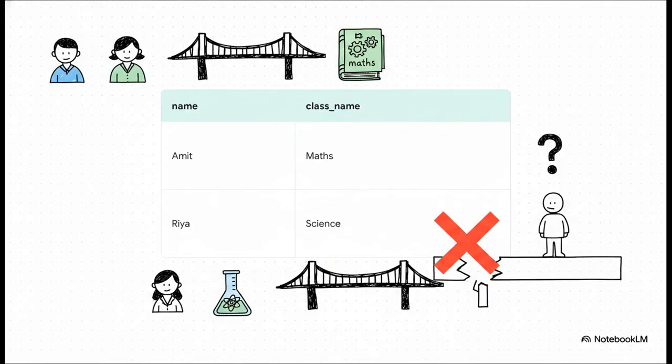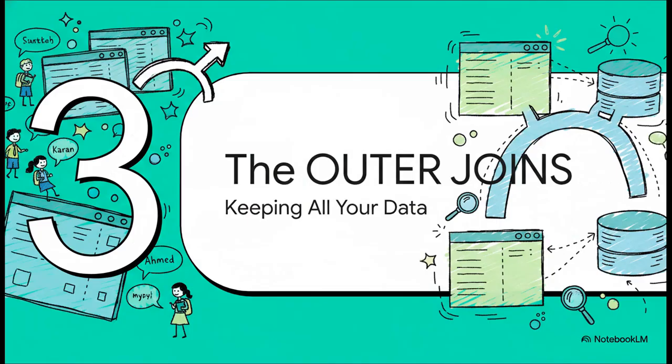And here it is, the result. Our bridge is built. Amit is connected to maths, Ria is connected to science, but wait a minute. Where's Karan? He's gone, because his class ID was null. He didn't have that perfect match in the classes table, so the inner join just dropped him. This is the absolute key behavior of an inner join to remember. It's all about perfect matches. But what if you wanted to see Karan? What if you needed a list of all your students, regardless of whether they're signed up for a class yet?